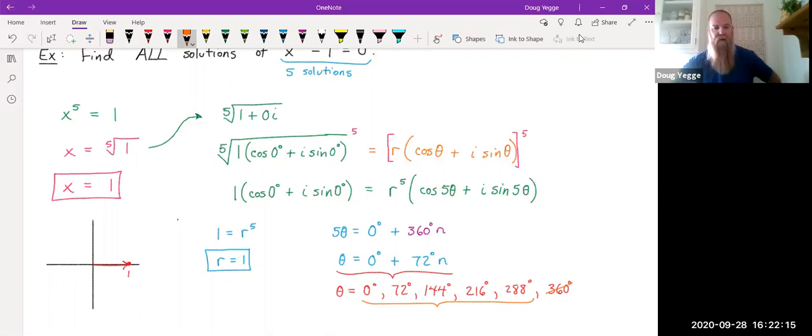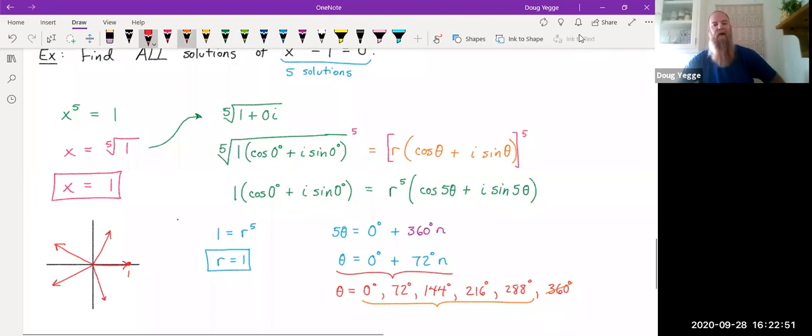So if we now take a look at where those are, let's draw our 5 complex roots. The first complex root is at 1 plus 0i, which we've already drawn. The next one will be 1 unit out at the angle of 72 degrees. The next one will be out at an angle of 144 degrees. The next one will be out at an angle of 216 degrees, 1 unit. And the last one will be out at an angle of 288 degrees, 1 unit away as well.